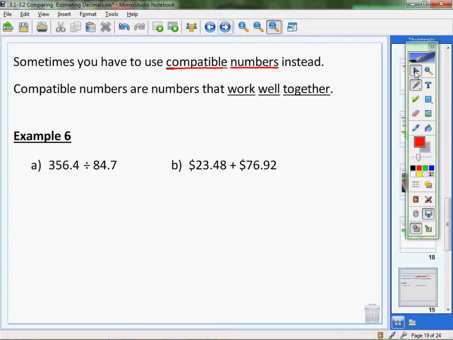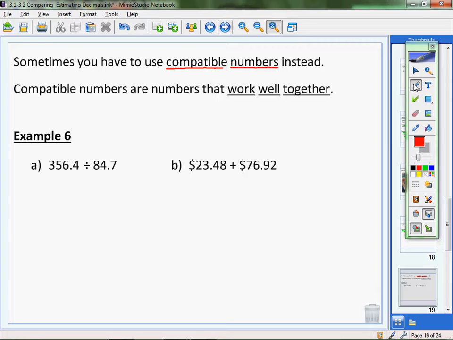Compatible numbers are numbers that work well together. Compatible means two things go well together, and in math, compatible numbers are numbers that work well together. And we'll see that pretty clearly with this first part of example 6. How we would use compatible numbers in example 6 part A.